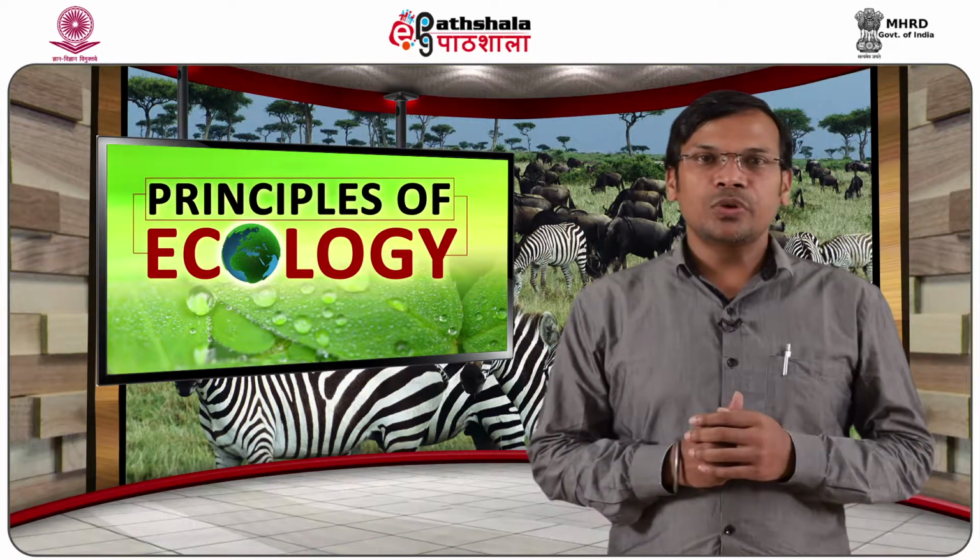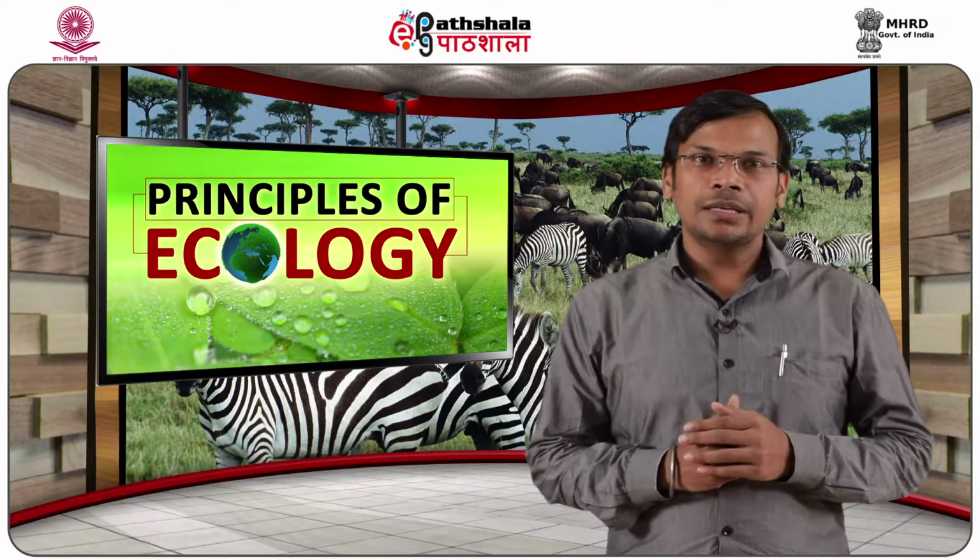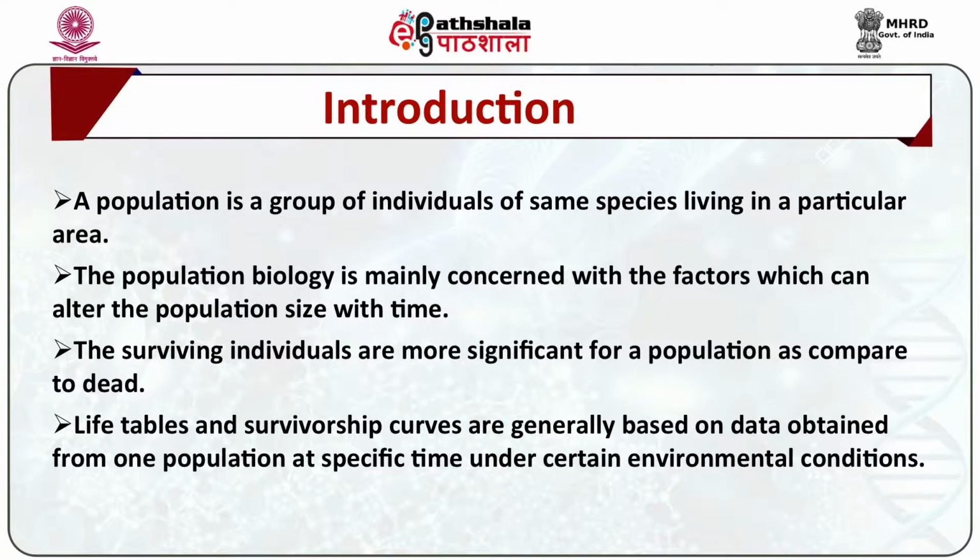Today we will discuss the module on life table, survivorship curve and fecundity table. For a population, the surviving individuals are more significant than the dead ones. The death rate can be represented by survivorship curves or life tables, both of which provide an estimate of organisms surviving at various ages. The data from a cohort life table is usually shown as a survivorship curve for a particular population, and it depicts age specific mortality through survivorship.